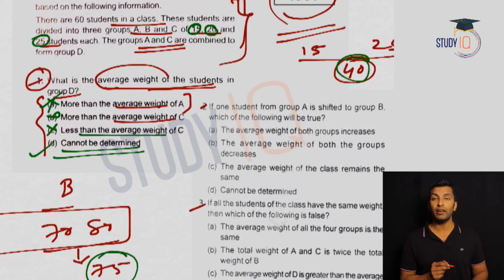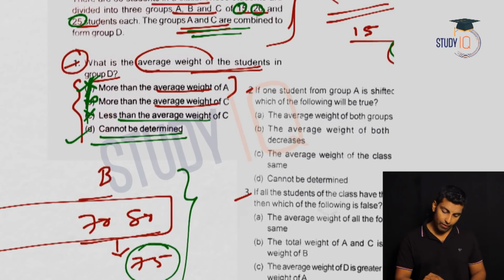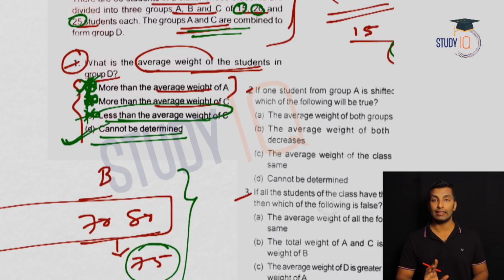Why can you not determine? Because nothing is mentioned about the average of any of the groups A, B, C, and nothing is mentioned about the individual students either. So you can't tell any of this. There is a possibility like this: A may have a very high average, then this is not true. C may have a very high average, then this may not be true. Like that, this is also not possible. So you need to pick D as the answer.